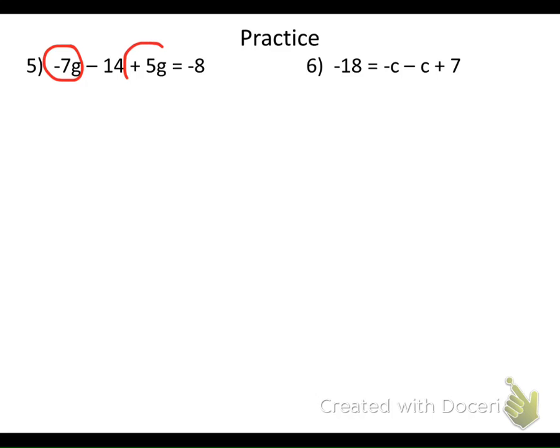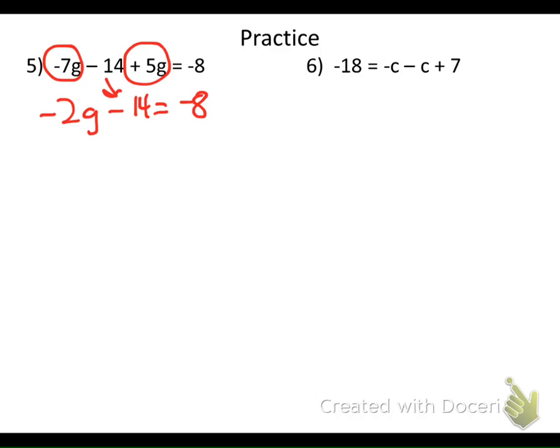Alright, here are 5 and 6. Combining like terms or distributing. We had to figure it out. I don't see parentheses. Combine like terms. So, that means we have to look at what's the same. What's in the same family? Negative 7g, positive 5g. That's going to make a negative 2g. Bring down my minus 14. We haven't done anything with that. Bring down the negative 8.